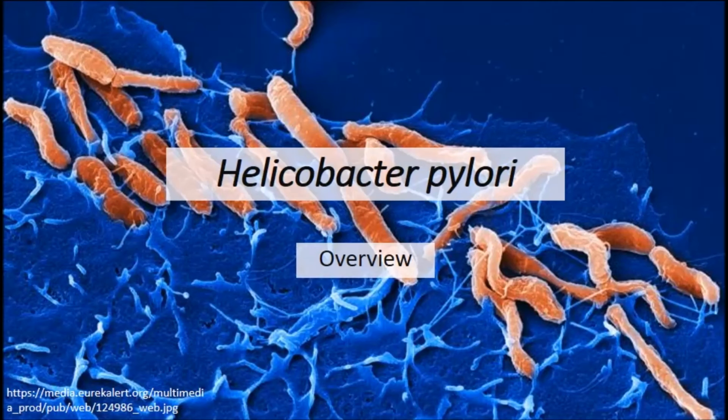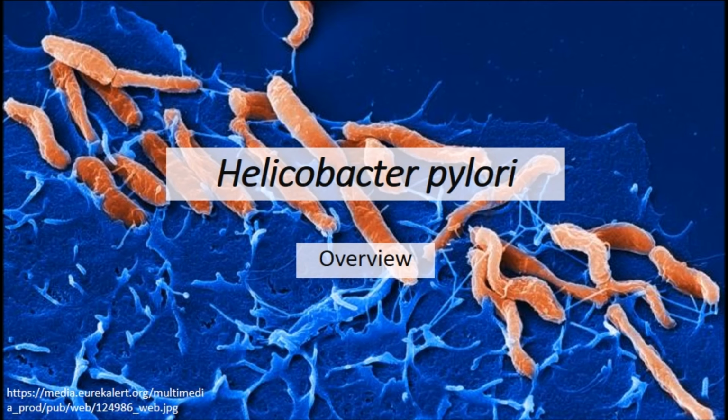Okay, so to get this PowerPoint started, we're going to talk about Helicobacter pylori. This is just going to be a brief overview of what we're going to be looking at today. In 1983, spiral gram-negative rods resembling Campylobacters were found in patients with type B gastritis. These organisms were originally classified as Campylobacter, but were subsequently reclassified as a new genus, Helicobacter.